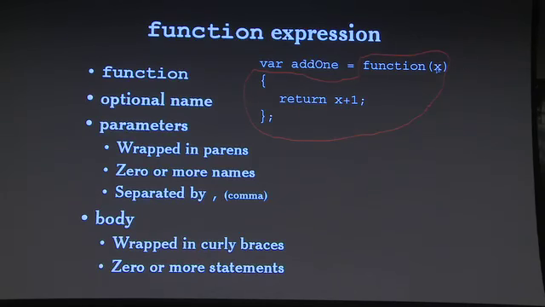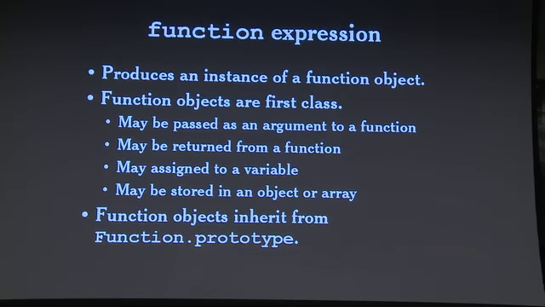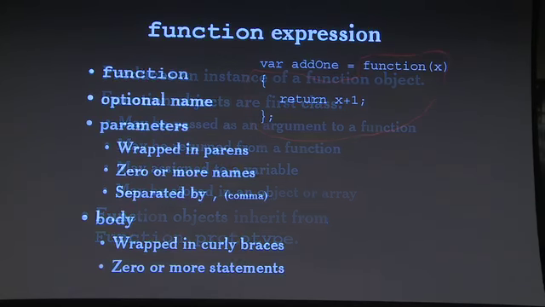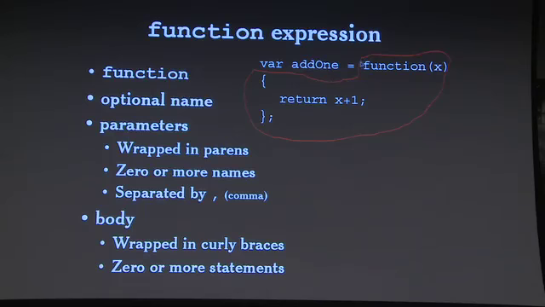Note that you don't have to do var x or string x. There's no type checking that's done. So you just name whatever variables you want to pass in. And then the body has to be wrapped in curly braces and contain zero or more statements. That's a function expression. A function expression produces an instance of a function object. So the result of this is that an instance of a function object is inserted into this variable, add1.